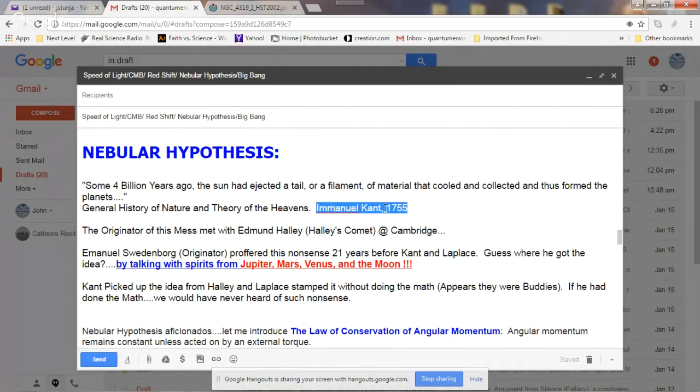I'm not going to excuse him for not knowing what the scientific method is, because you can't adjudicate time or anything like that with the scientific method. And like I said, Kant was a philosopher. Never did he claim himself to be anything but that. He may have written on those topics, but he was not considered a scientist. To try to adjudicate time with the scientific method is non sequitur fallacy on nuclear steroids. But anyway, I digress. Some 4 billion years ago, the sun had ejected a tail, or a filament, of material that cooled and collected and thus formed the planets.